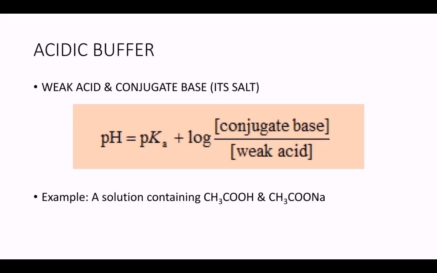An example of acidic buffer solution is a solution containing ethanoic acid, CH3COOH, and sodium ethanoate, CH3COONa. There are also many other examples. For example, we have HCN and NaCN, benzoic acid and sodium benzoate, and many more.